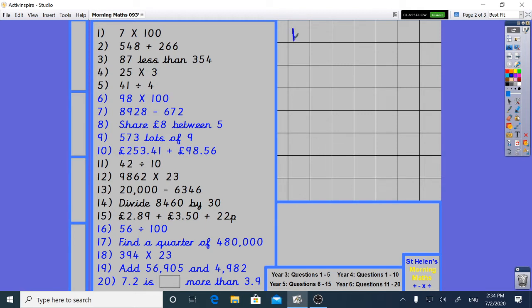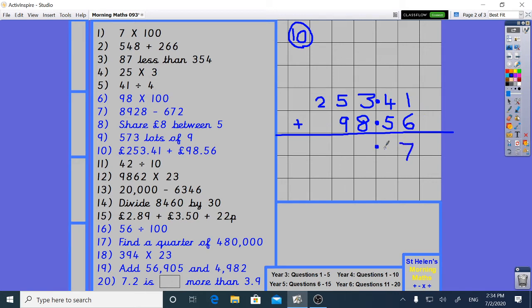Question 10. Money. Money has decimal points in it. You line up the decimal point. It's plus, so it doesn't matter which number goes at the top. But what does matter is that you line up the decimal point. That's why I often just get it in at the start. Get it done all the way down. Some children forget it in the answer. If you put it in the start, you won't forget it in the answer. If you forget that decimal point in the answer, you do all the work and then you get no points if it's a test because you didn't put a decimal point in. So make sure you do. 351.97. £351.97 is how we'd say if it was money.